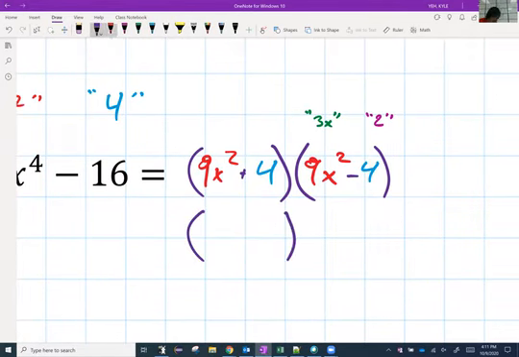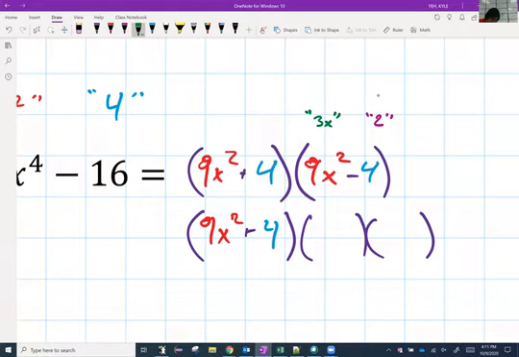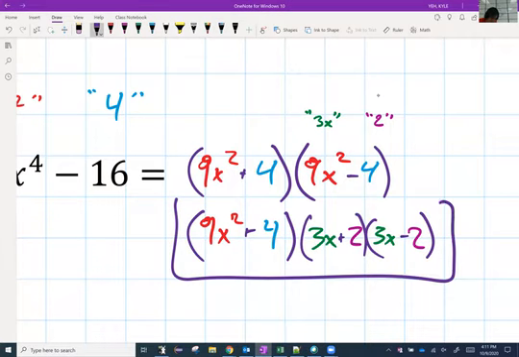So the first one stays the same. Notice it's a plus. We don't have any way to factor a sum of two perfect squares. But this second one, I can break down into the square root of the first term plus and minus the square root of the second term. And now this is looking factored completely. 9x squared plus 4 times 3x plus 2 times 3x minus 2.